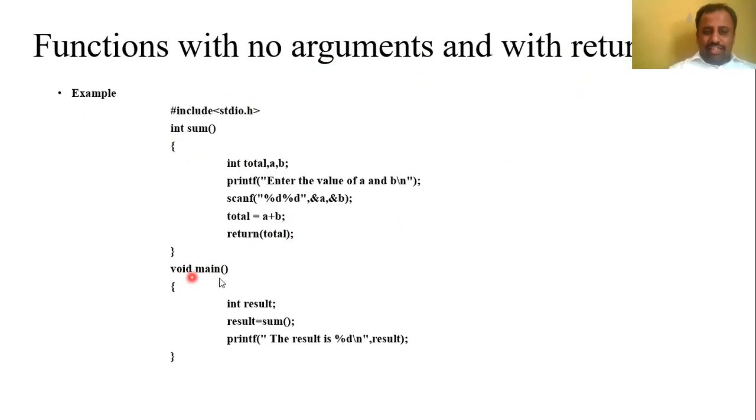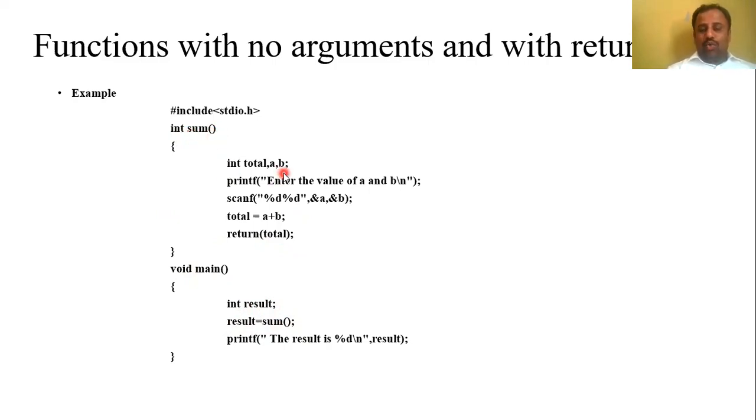Here is the void main. I'm taking one local variable, result, which will hold the value, because this function will return some value. I need to store that value, so result is equal to calling sum. Once it's called, immediately the cursor will move to where that function is defined. So here sum is there without any arguments.